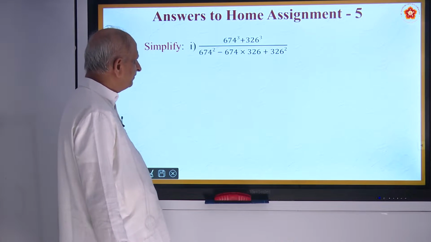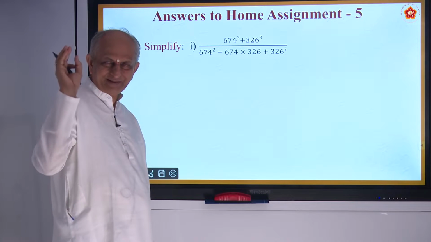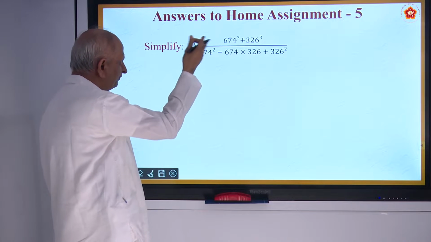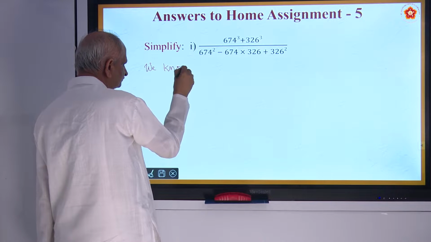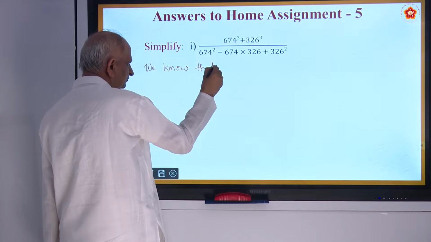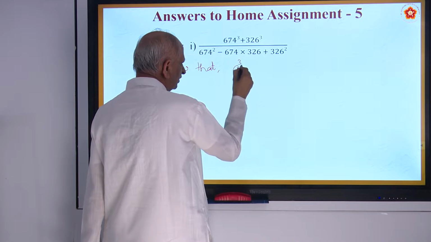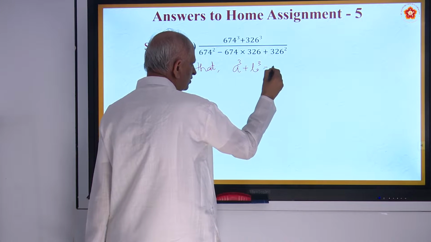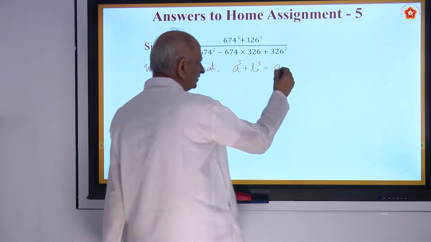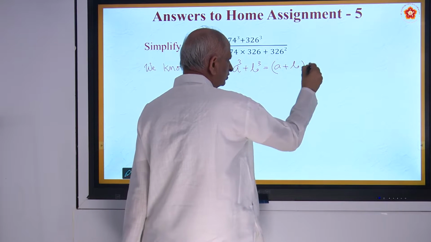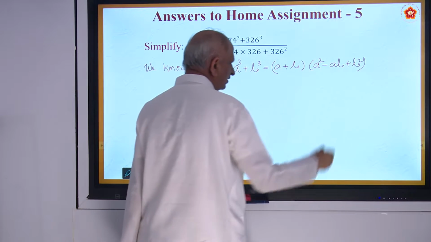First one, simplify. It looks so big and complicated, but it is very simple. Here one formula we know. So we know the factors of this. See, it is the a cube plus b cube formula. A cube plus b cube is equal to, come on, what are the factors? Write it as a plus b into a squared minus ab plus b square. Correct?